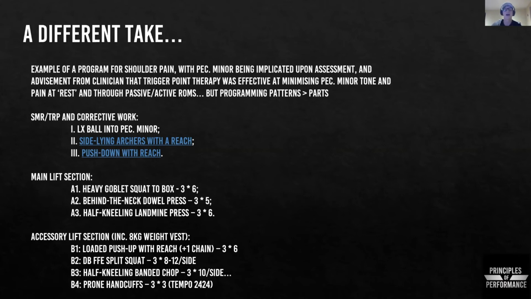I said, let's take it to a half kneeling banded chop so that we're again expressing some rotary movement happening through the spine, and then we've got some shoulder action going on as well. And then the last one, prone handcuffs.